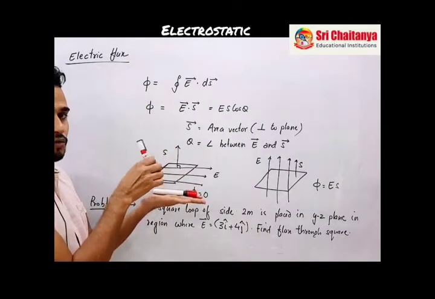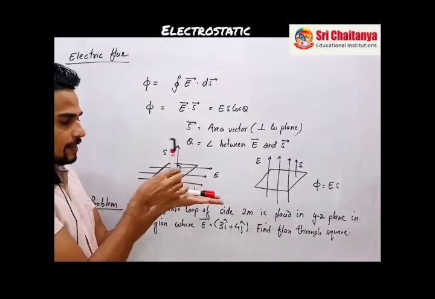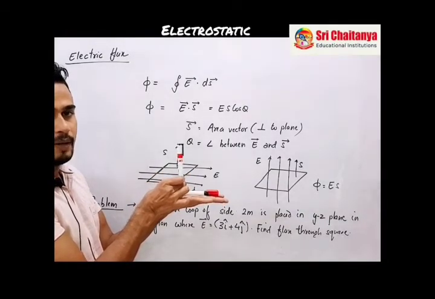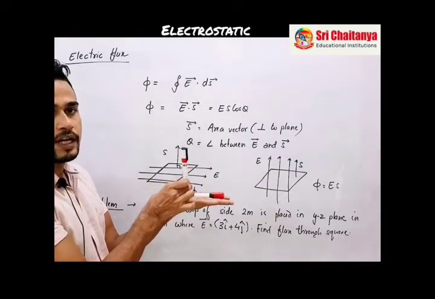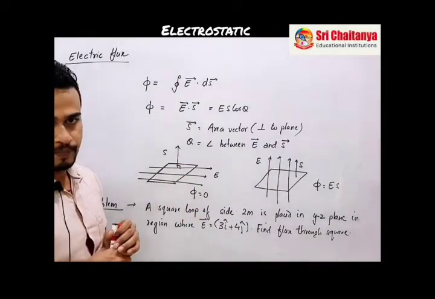For flux you need to know ES cos theta. So if you see the E vector is like this, the S vector will be perpendicular to the plane. So what is the angle between them? The angle between them will be 90, and cos 90 will be 0. That's why in this situation you will not get any flux.